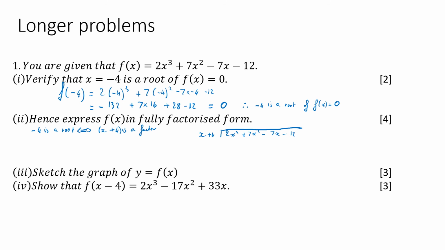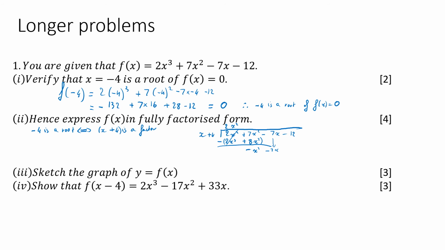And then from here, we can divide. So we've got 2x cubed and we're dividing by x plus 4. I'm going to need to start by having a 2x squared, because 2x squared times x gives me 2x cubed. And 2x squared times 4 gives me plus 8x squared. And I'm going to need to subtract and find my remainder. So those x cubed have cancelled. 7x squared minus 8x squared gives me minus 1x squared. Watch the signs. And I'm bringing the minus 7x down.